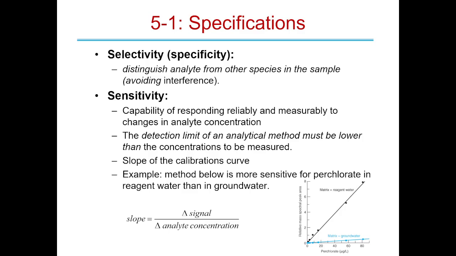Anyways, the slope of a calibration curve can tell you something about sensitivity. One of the examples is down here. Notice this method is more sensitive for perchlorate in reagent water than it is for groundwater. And so here we look in groundwater. We see that this is not particularly sensitive to groundwater. See that? We look here, reagent water, it's far more sensitive than groundwater, right?